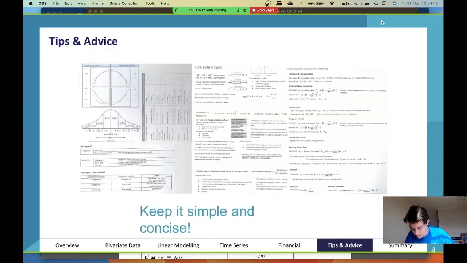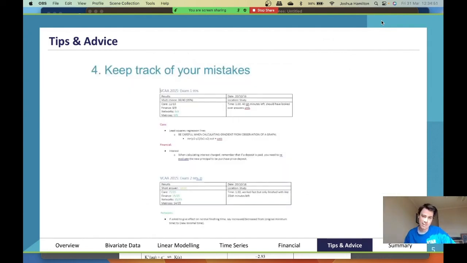This is a person who typed out theirs. I don't like it, but it's just an example that was in there and I didn't want to get rid of it. Keep on track of your mistakes.